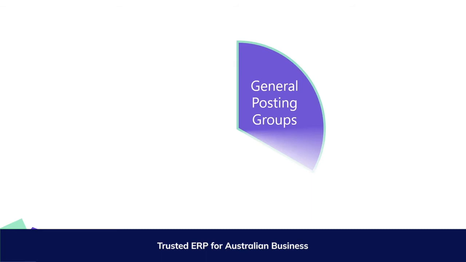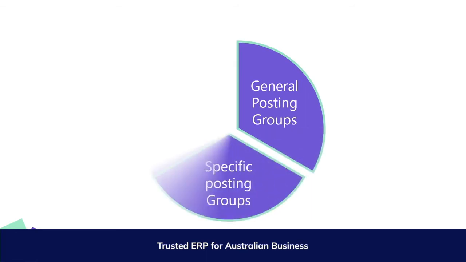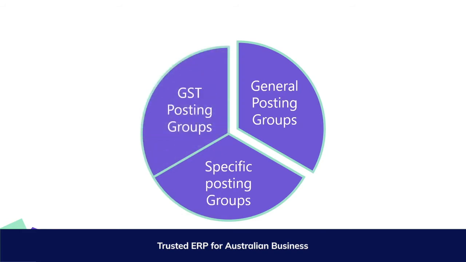Specific, which we will focus on in this video, uses, for example, sales documents instead of posting directly to the general ledger. When you create entries in the customer ledger, corresponding entries are made in the general ledger. Finally, GST posting setup defines the tax percentages and calculation types that apply to who you sell to and buy from, and what you sell and what you buy.